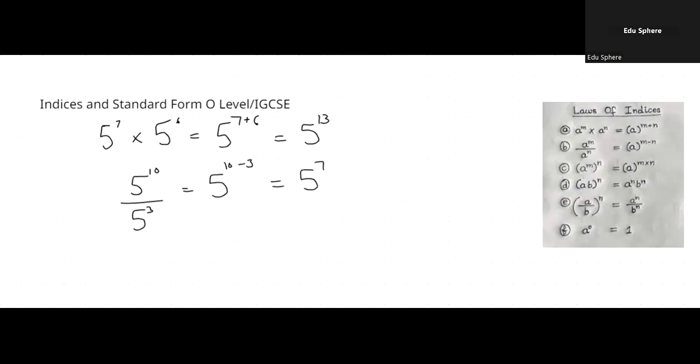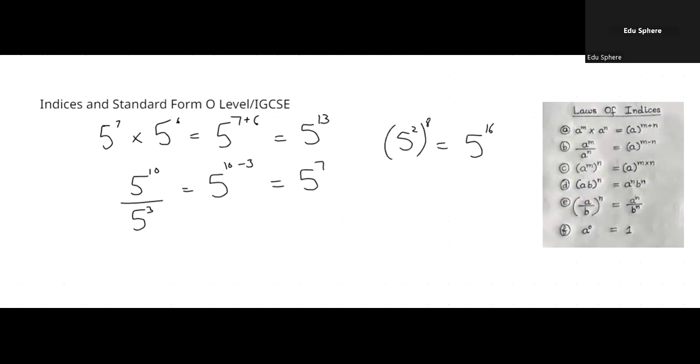Next, we have the third rule, which is the power of power rule. It says that if you have any number or any variable that comes under a bracket with a power, let's say 2, and we are having another power outside the bracket, let's say 8, we will simply write the number and the powers are going to be multiplied. 2 8s are 16, so it's 5 power 16.